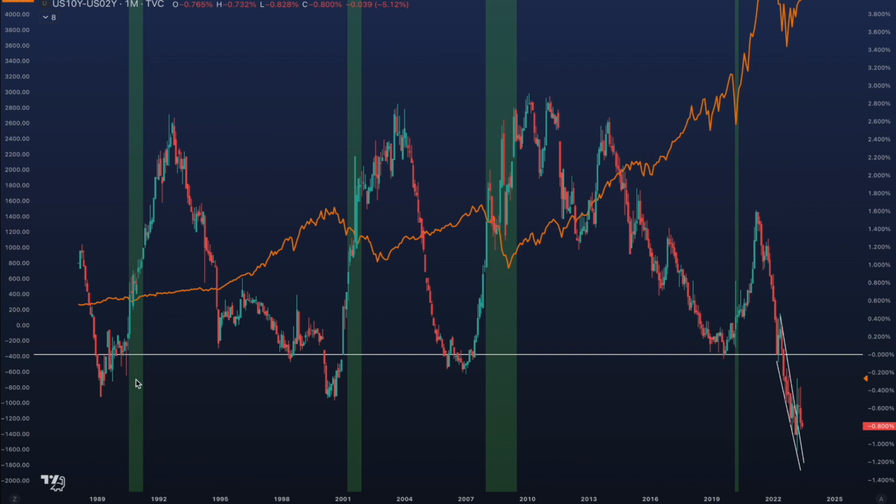What I want you to notice here is that every time there's an inversion, most of the time it's been followed by a recession. The green vertical lines here are recessions in the US economy, and we have the S&P 500 here. Now, the key thing I want you to understand is that an inversion doesn't necessarily mean that a recession has started. An inversion is warning you of a pending recession. It's not until we uninvert, when things go back to normal, that the recession typically starts.